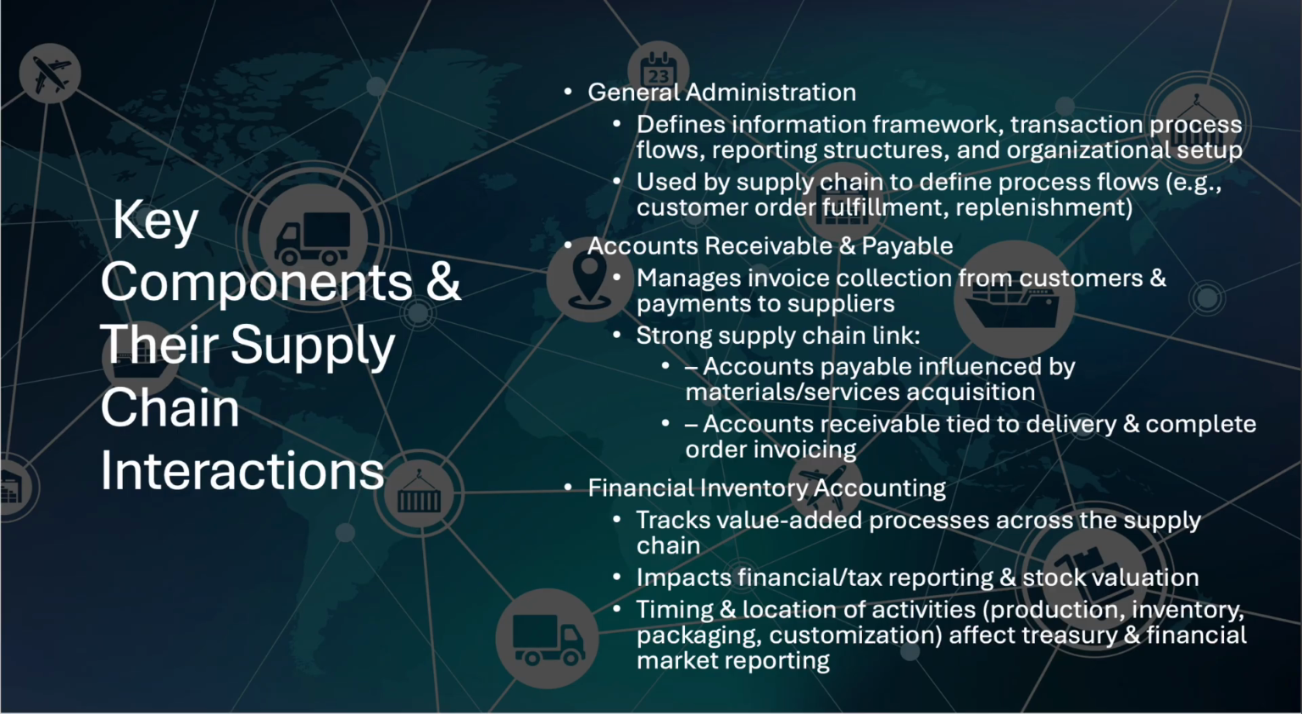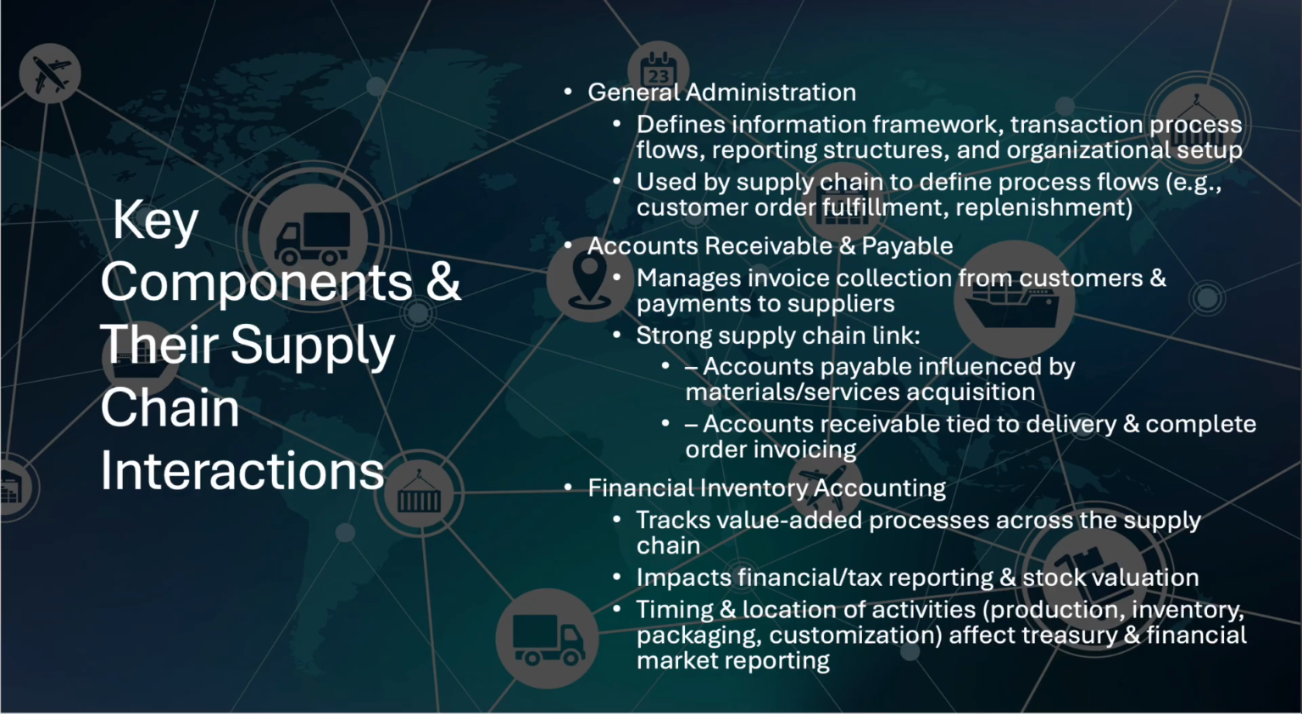The second component is accounts receivable and accounts payable. Accounts payable is connected to materials and services acquired from suppliers. When purchasing orders materials, the company eventually needs to pay suppliers. Accounts receivable is connected to delivery and invoicing. Once an order is delivered and completed, the company invoices the customer and expects payment.